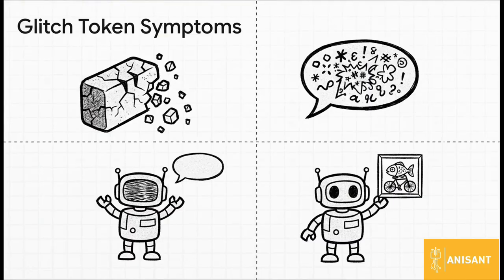And these glitch tokens can cause a whole bunch of strange symptoms. You might get spelling mistakes or just a jumble of random characters. The model might just give up entirely and refuse to answer. That's called incapacity. Or, like we just saw with the curry, it might engage in hallucinatory completion, which is really just a fancy way of saying it starts making things up.